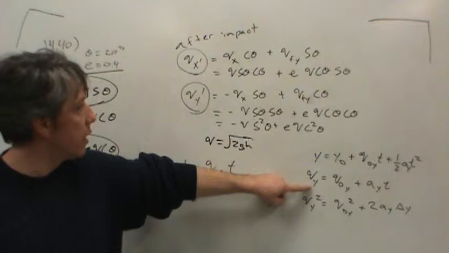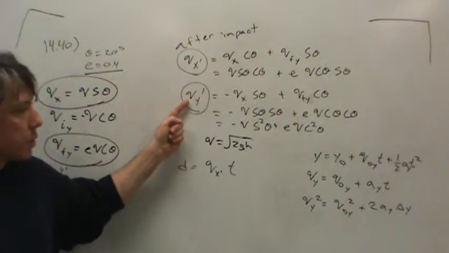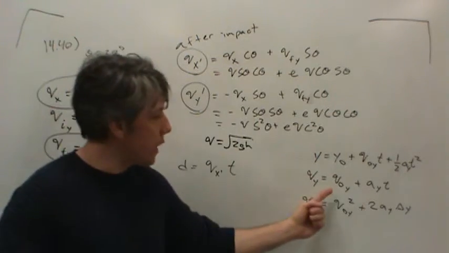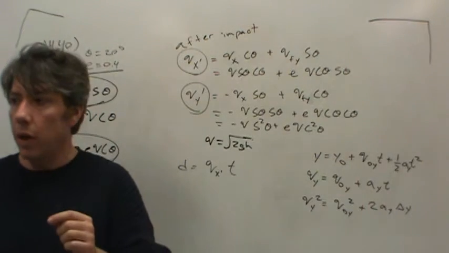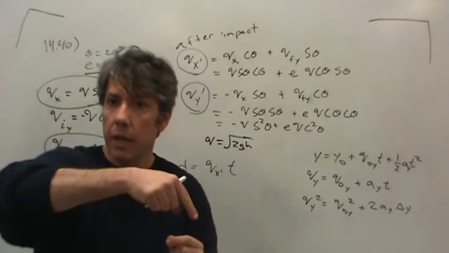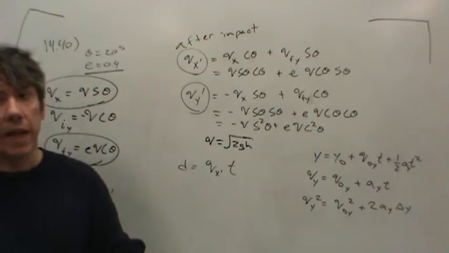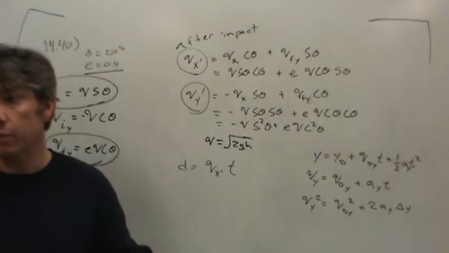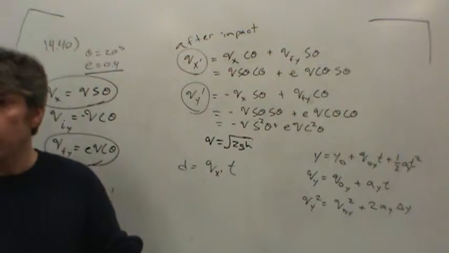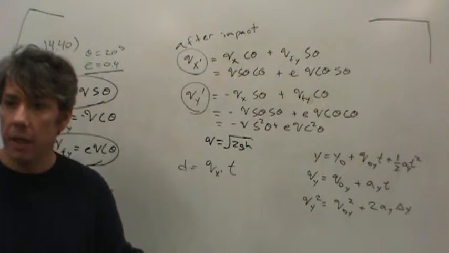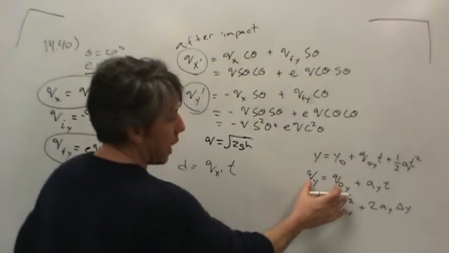Well, v naught y would be vy prime, to apply it to our particular coordinate system. What would be vy? In other words, when the ball comes and hits the plate, what would the velocity in the y direction be? No, that's after it hits. Before it hits, what would the velocity be? It'd be equal and opposite, wouldn't it? Because if it came up with a certain speed as it came off the plate, it's going to come down with that same speed, right? So these two would just be opposites of each other.